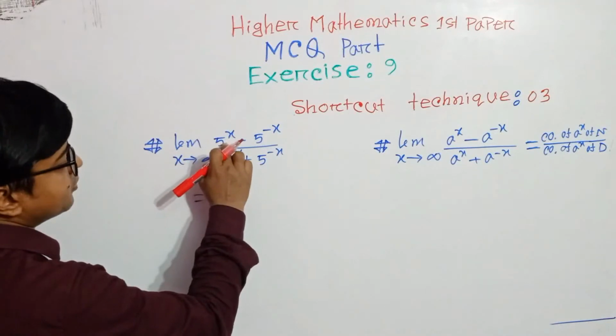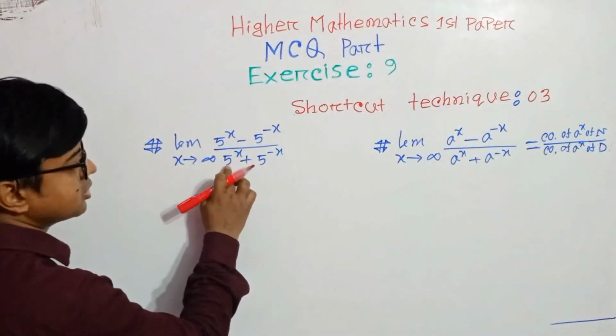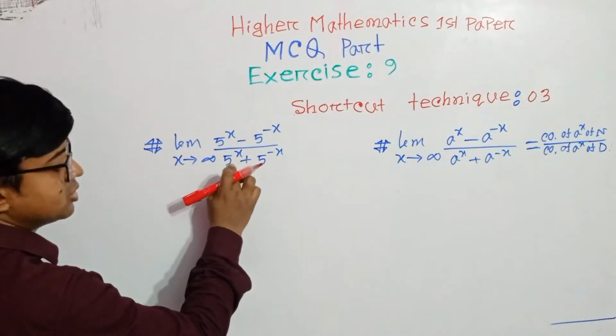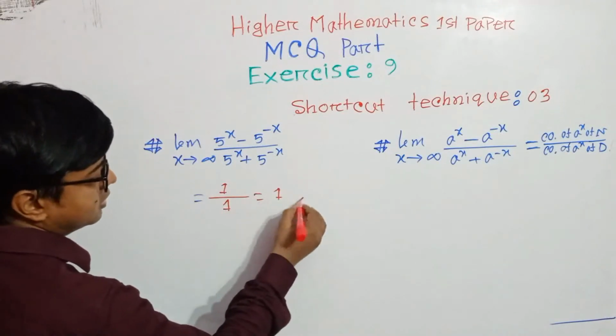Coefficient of 5 to the power x is 1, and here the coefficient of 5 to the power x of the denominator is 1. So our answer will be 1.